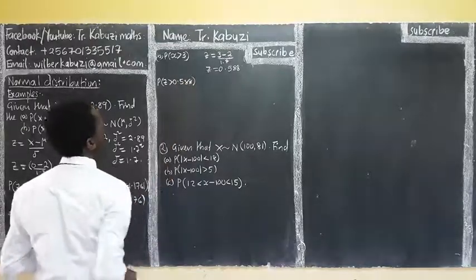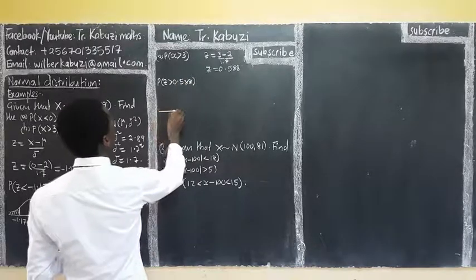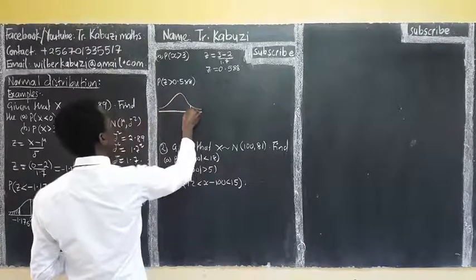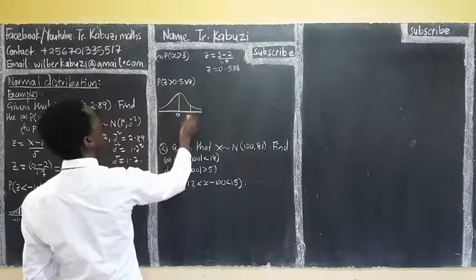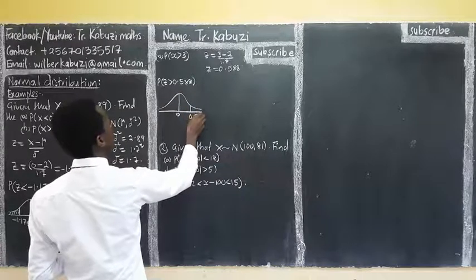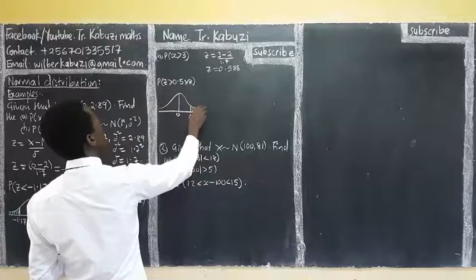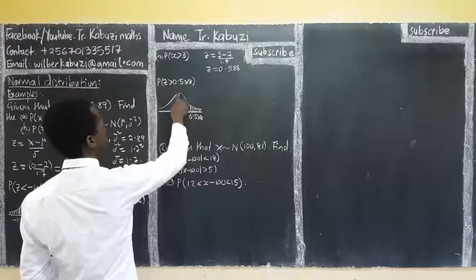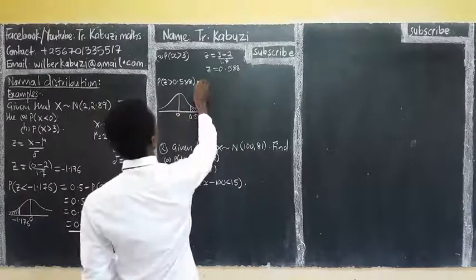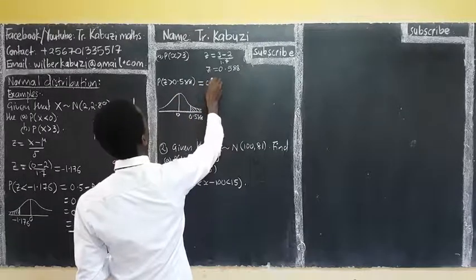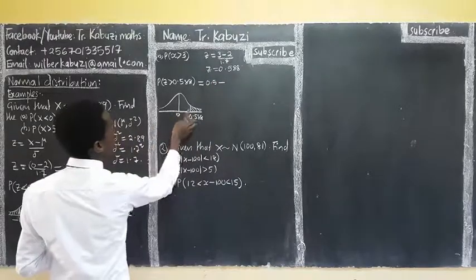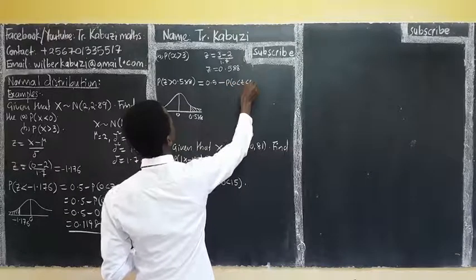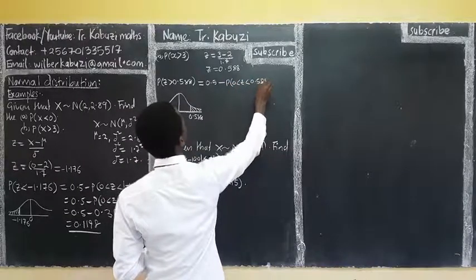So z is 0.588. What happened there? If you approach this on this curve, this will give you the interpretation. This is 0, this is positive, so it's here, 0.588. You need this value greater, so the whole of this is 0.5. This will be the same as 0.5 minus the probability from here to here, the probability of z less than 0.588.